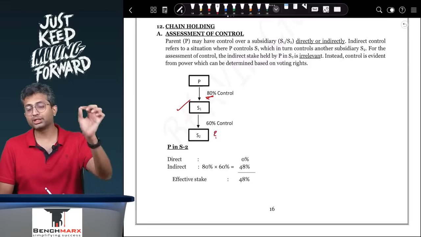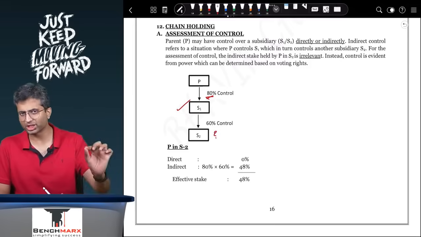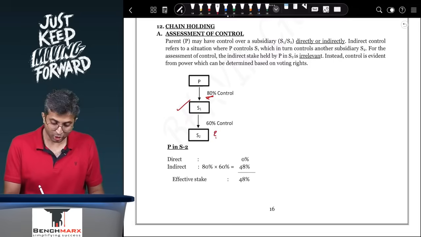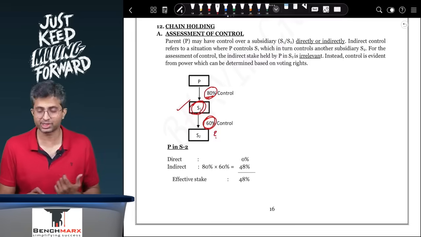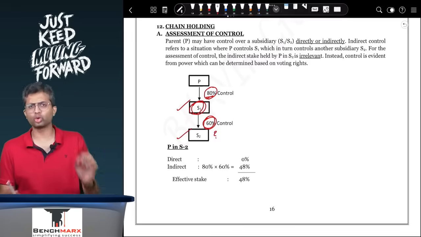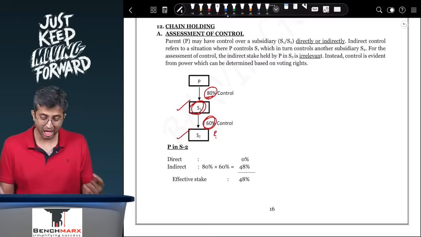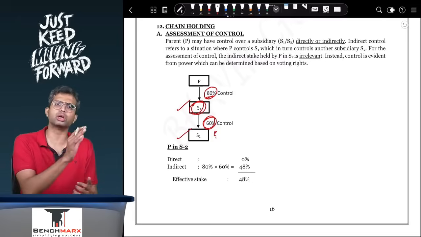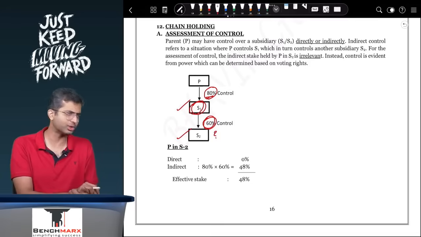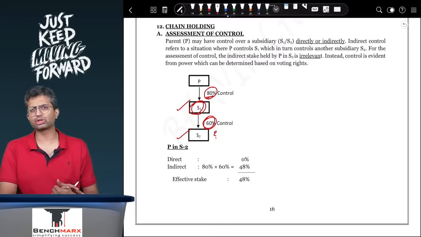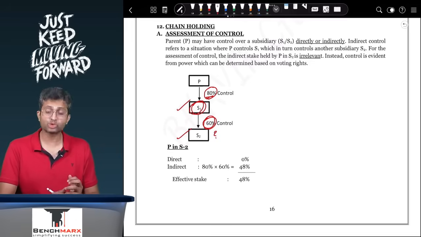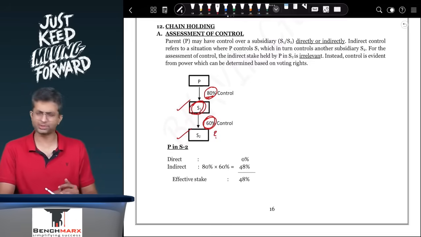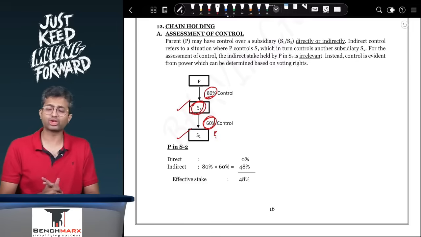Control comes from the ability to direct relevant activities, which comes from voting power, not from effective stake. So with an 80% stake, I can order S1 to vote for the entire 60% in a manner that P desires, and hence P continues to control S2, and hence both S1 and S2 will be controlled by P and hence consolidated with P. Students over here can potentially think and say 80% into 60% comes to 48%, so P has only a 48% share in S2. Absolutely right. Not a 48% share in the voting power though.